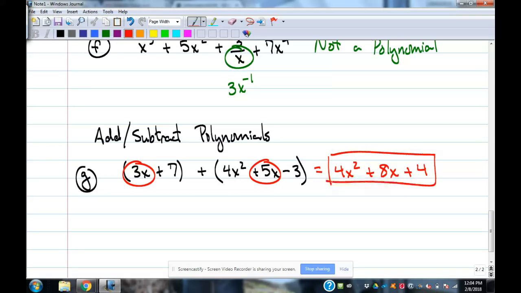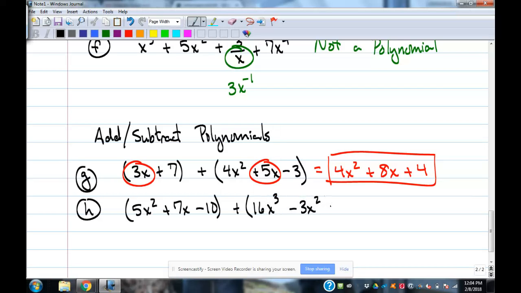Now we've added two polynomials together. But it's the same stuff you've been doing with like terms, but we're just calling them polynomials now. So it's not anything new. It's just a little different. You got exponents a little more often now. That's the difference. Let's take this. Let's say we had 5x squared plus 7x minus 10 plus another trinomial. Let's say it's 16x to the third minus 3x squared plus 4.